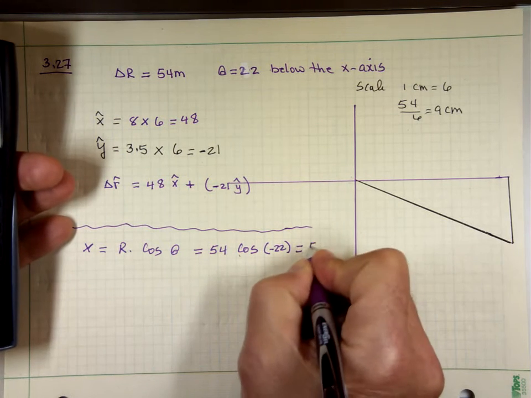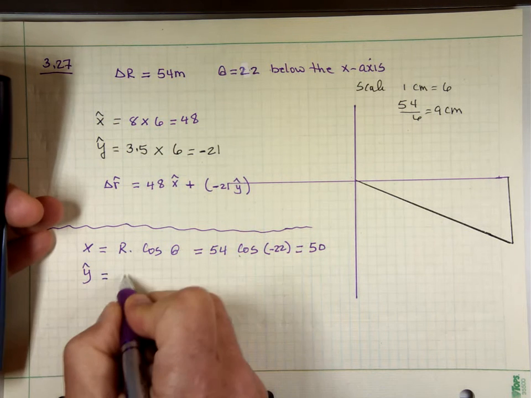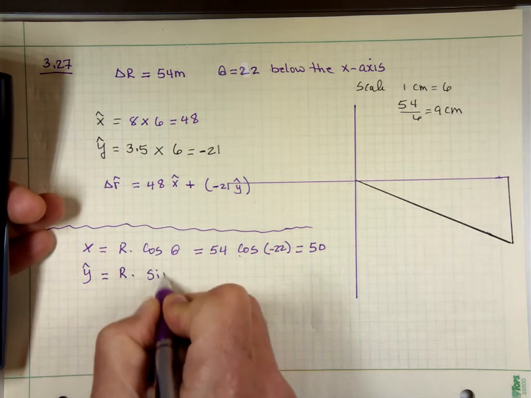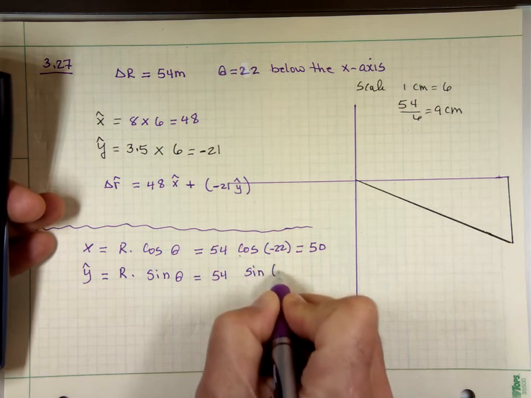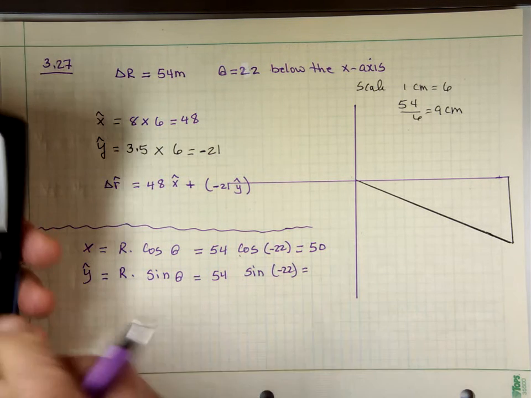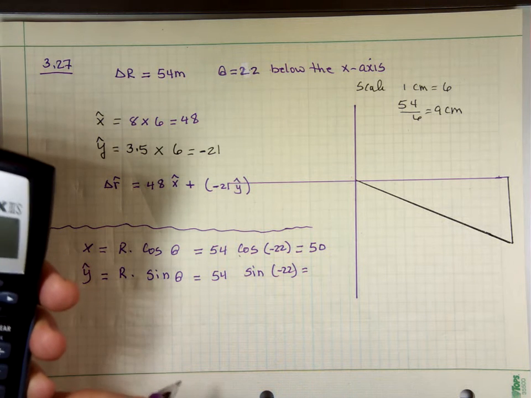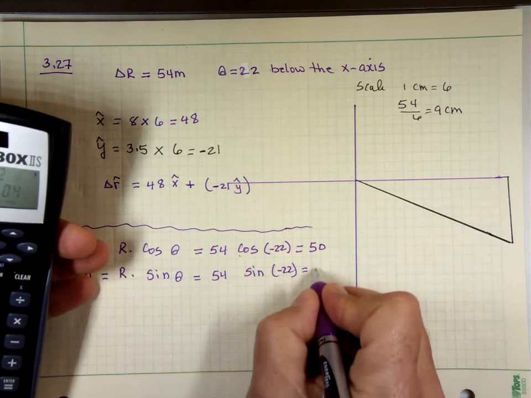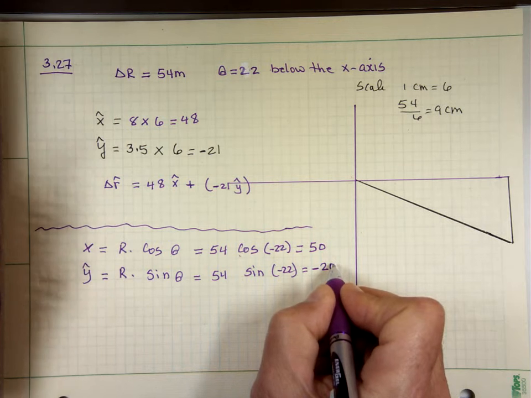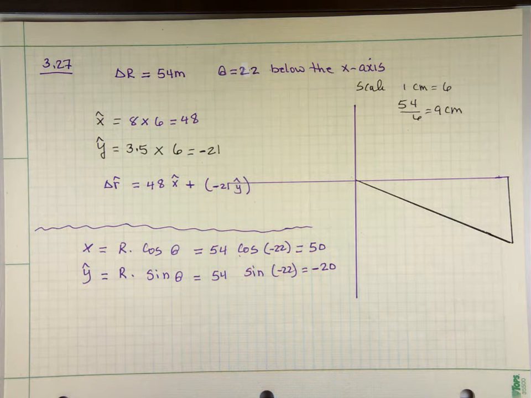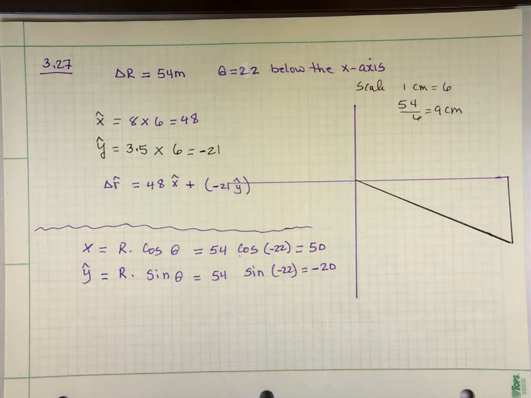50. And in the y direction is going to be r sine theta. 54 sine of negative 22, and it's negative 20.2. So that's what you want to do. If you want to get the right answers, you don't want to rely on the graph because you could be off by a hair. So what is the change in R?